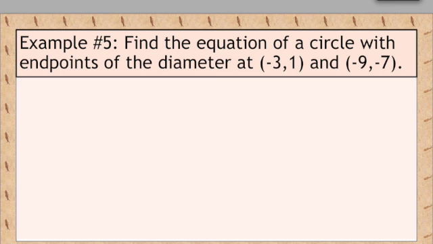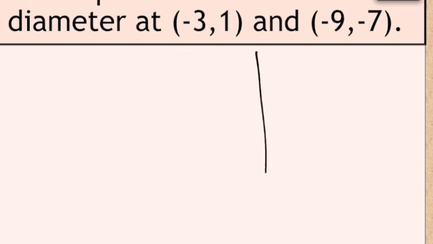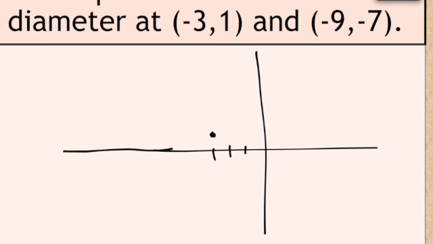Let's draw a quick sketch of where these points are on our axis. So (-3, 1), let's just say is right there. Then (-9, -7): from -3, go 4, 5, 6, 7, 8, 9, and then down 1, 2, 3, 4, 5, 6, 7. So (-9, -7) is right around here.